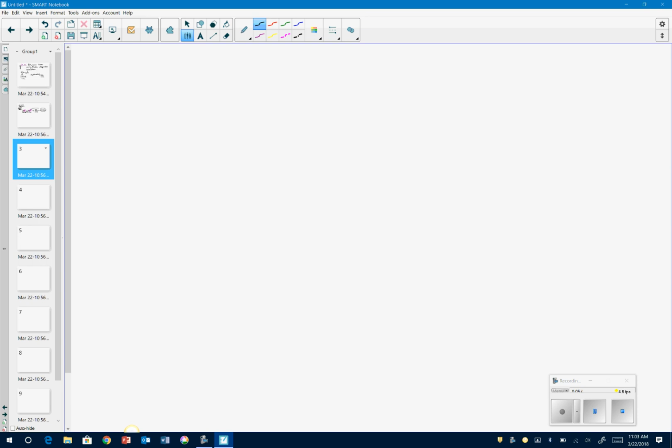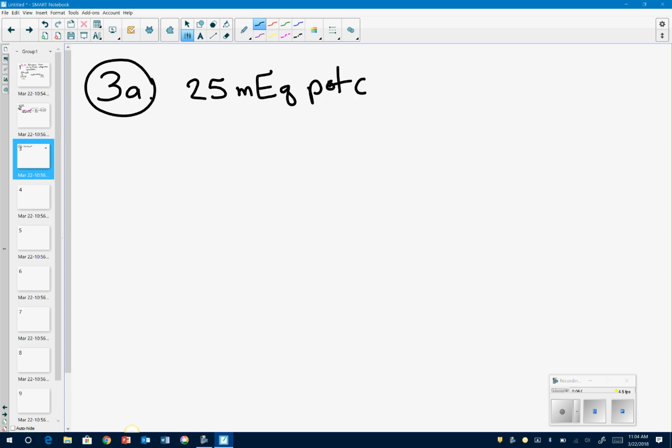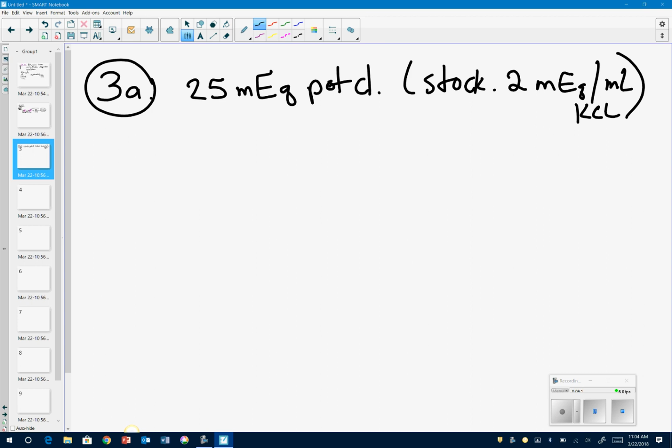Number 3, I'm going to do several of those just because they're easy to do here. So 3A, there's not much. I'm going to write it out for you here. 25 milliequivalents of, and I'm going to abbreviate potassium chloride. And it tells you automatically that your stock is 2 milliequivalents per milliliter of KCl, potassium chloride.